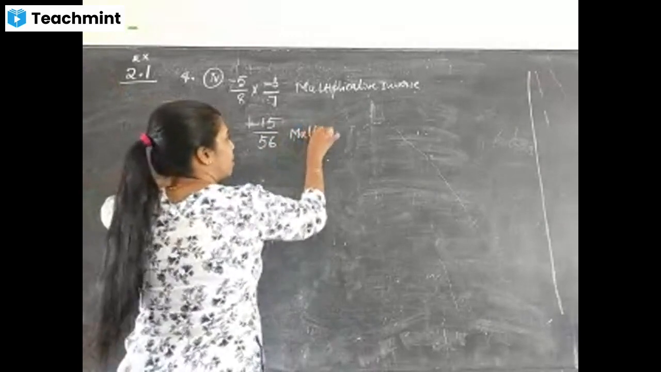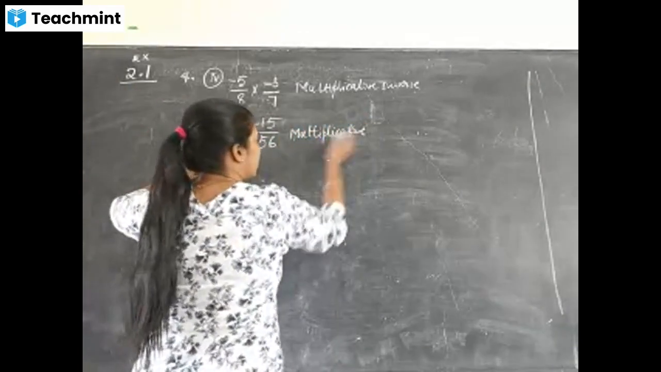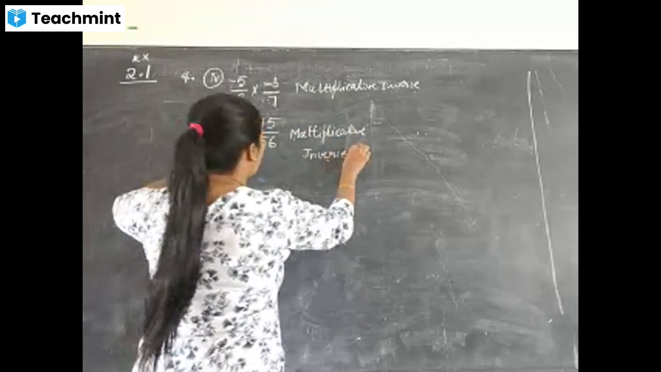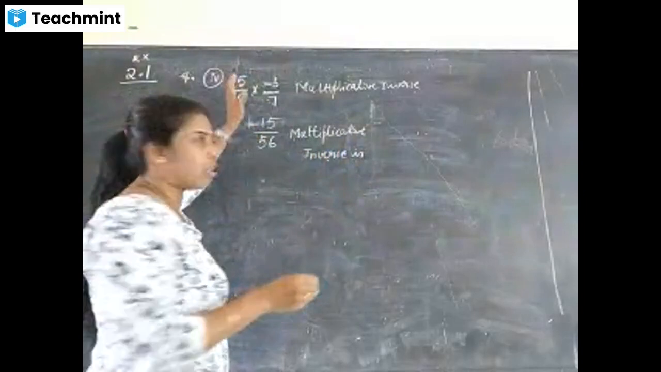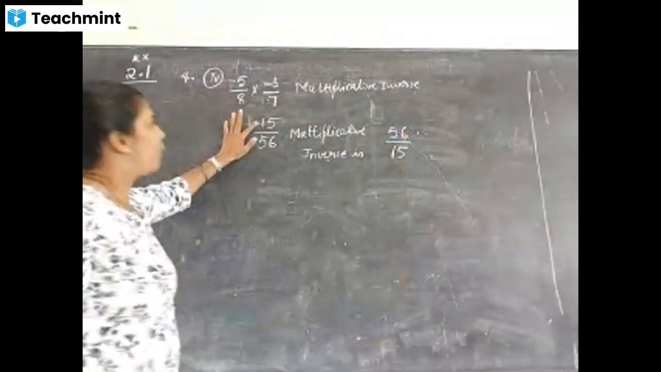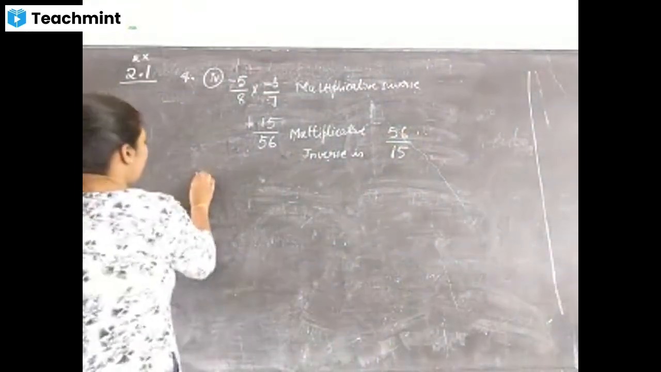Multiplicative inverse is the reciprocal. 56 divided by 15. The reciprocal of 15 by 56 is 56 by 15. That's all. Fifth question.